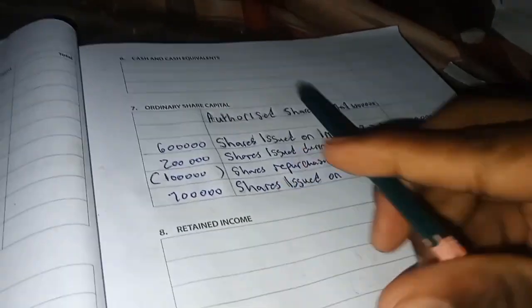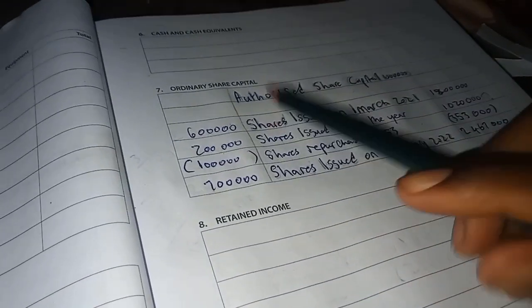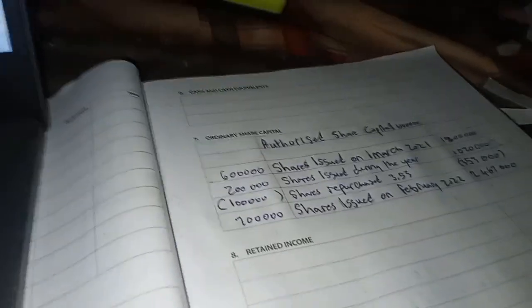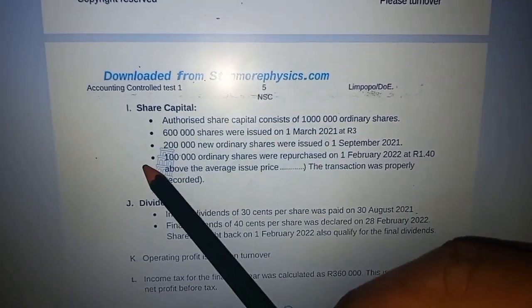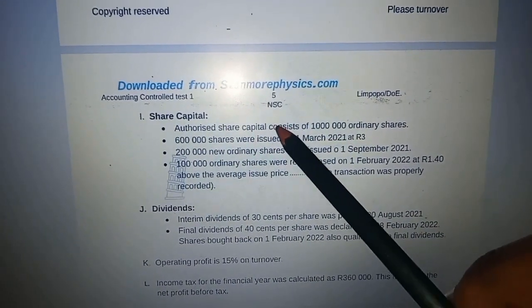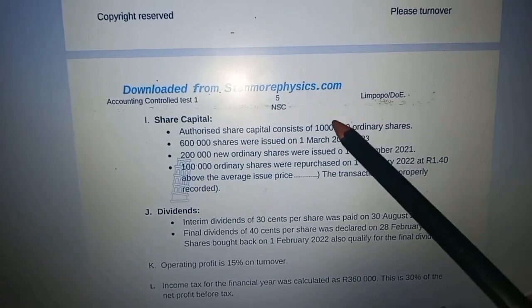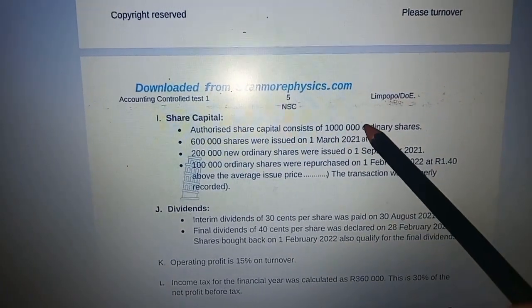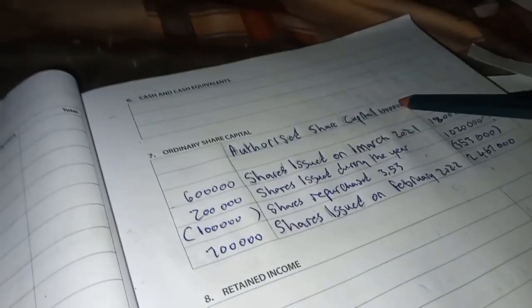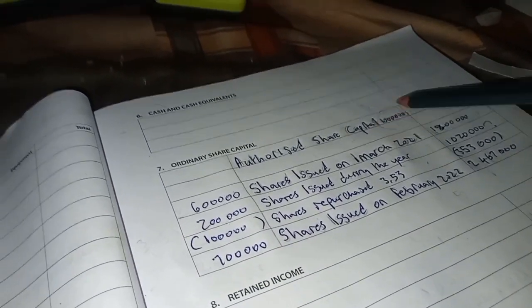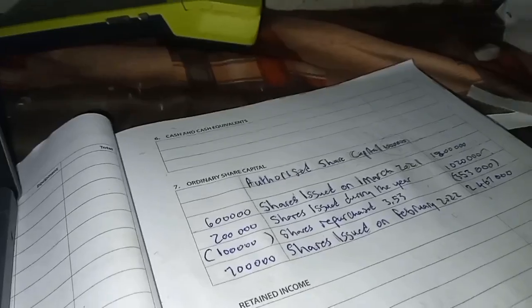As you can see here, firstly we have indicated the authorized share capital. Authorized share capital is the maximum number of shares that the business is able to issue. They say authorized share capital consists of 1 million ordinary shares, so we have indicated that 1 million here. Authorized share capital is important, okay?